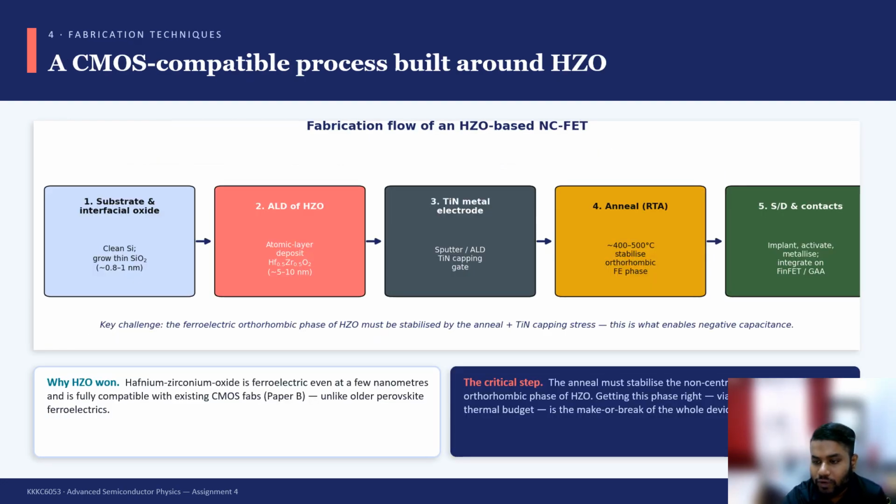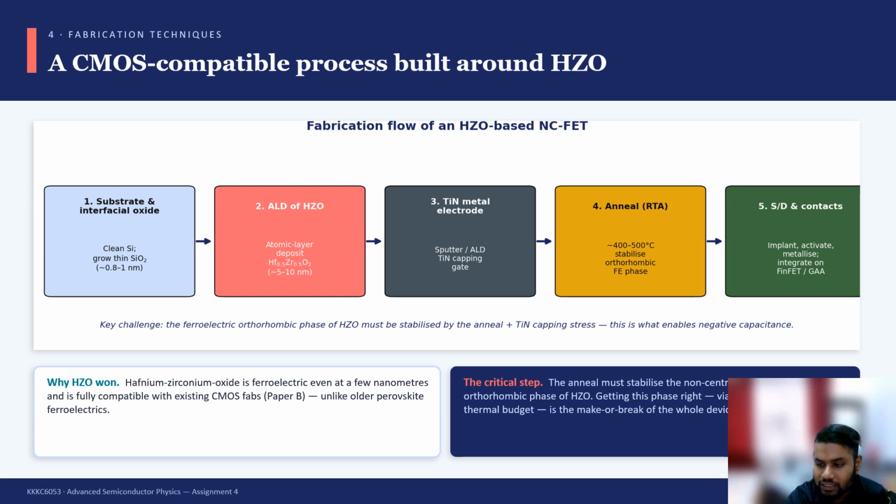So on fabrication, the great advantage of the modern NCFET is that it doesn't require exotic processing. The flow shown across the top is essentially a standard transistor process with two extra considerations. After forming the thin interfacial oxide, the ferroelectric HZO is deposited by atomic layer deposition to just 5 to 10 nanometers. Titanium nitride metal gate capped.